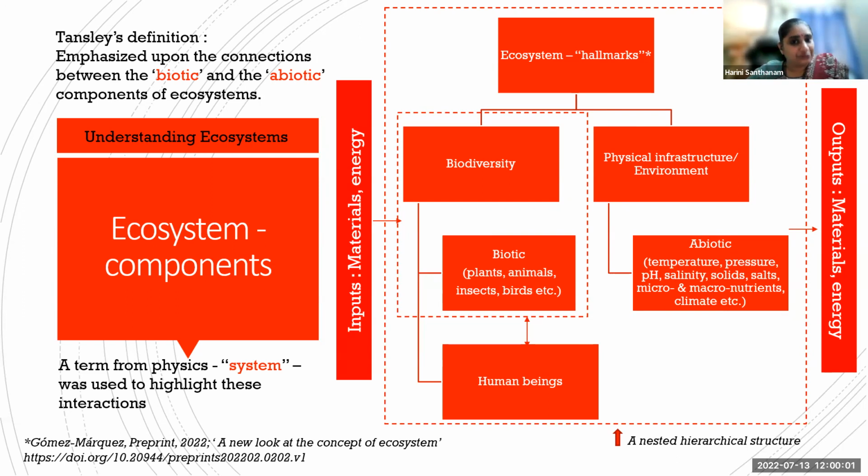From the natural sciences perspective, I would say no, because an ecosystem has two hallmarks. One is that it should have biodiversity, and second is physical infrastructure and environment. Now you can argue that a business ecosystem is not just about the business or the materials, it's about human beings as well, right? Then I would say, go back to our previous definitions of what an ecosystem is.